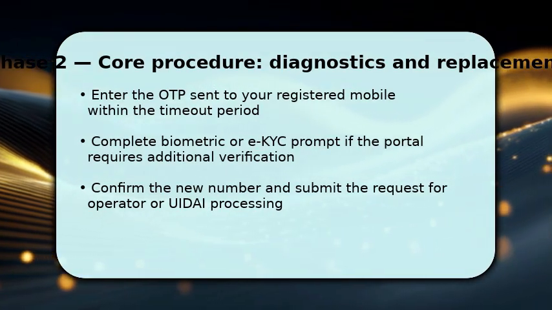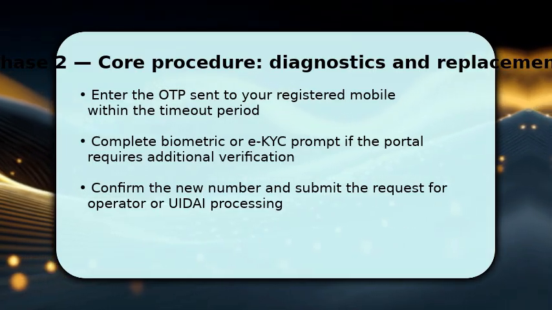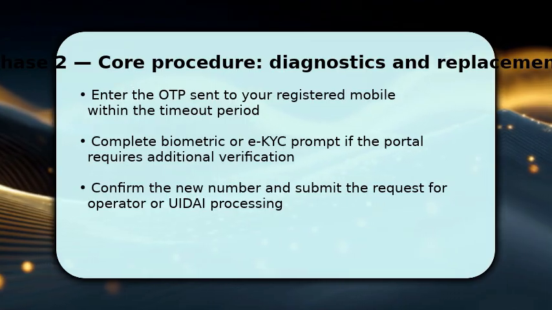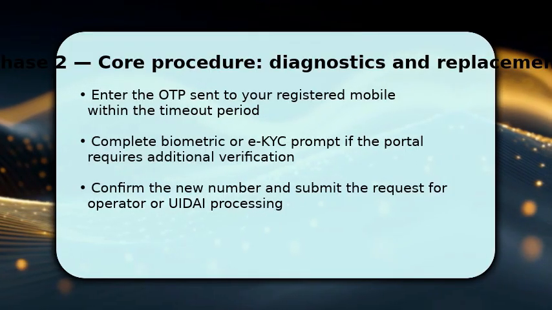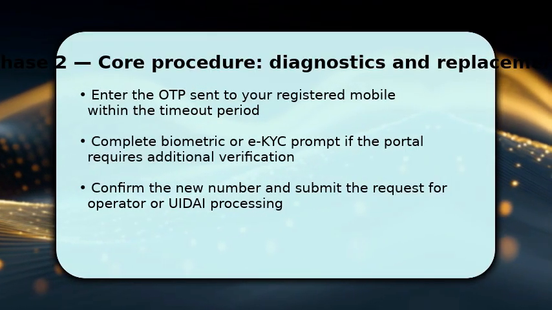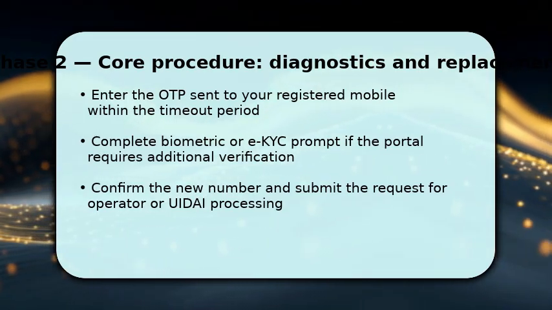If the portal prompts for biometric or eKYC verification, follow the on-screen instructions. Use a biometric device or visit an authorized center if required. Next, enter the new mobile number you want linked and double-check digits to avoid rejection. After confirming the new number, submit the request.